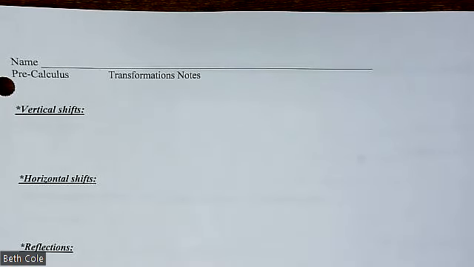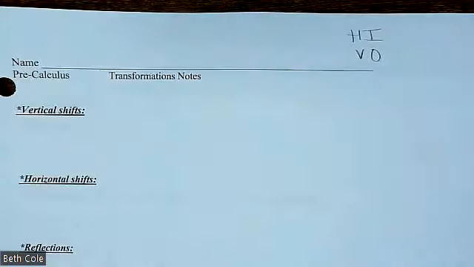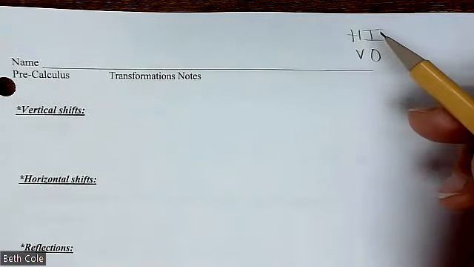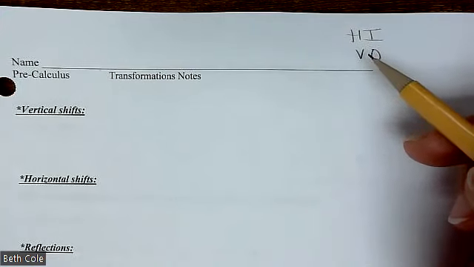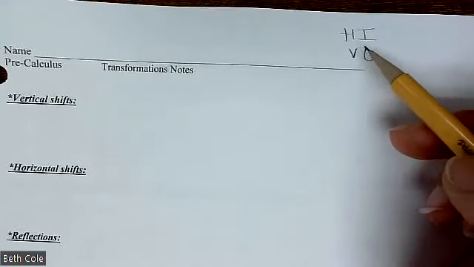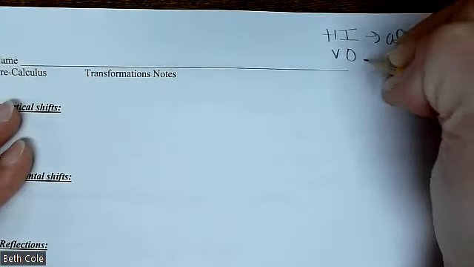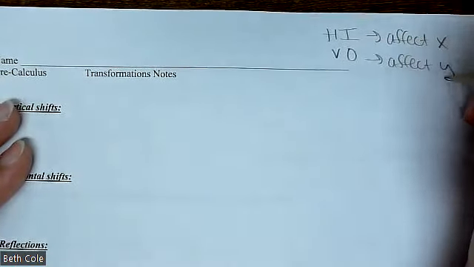So today we're going to do all of the transformations. And this is the acronym that I usually talk about, HIVO. I realize that's not a word, but neither is PEMDAS and neither is SOHCAHTOA. It's just an acronym to help you remember stuff. Did your teacher use that before or something similar? Okay. It means that the horizontal changes happen inside the function. The vertical changes happen outside the function. And I'm going to also add on to that, the horizontal changes affect X and the vertical changes affect Y.